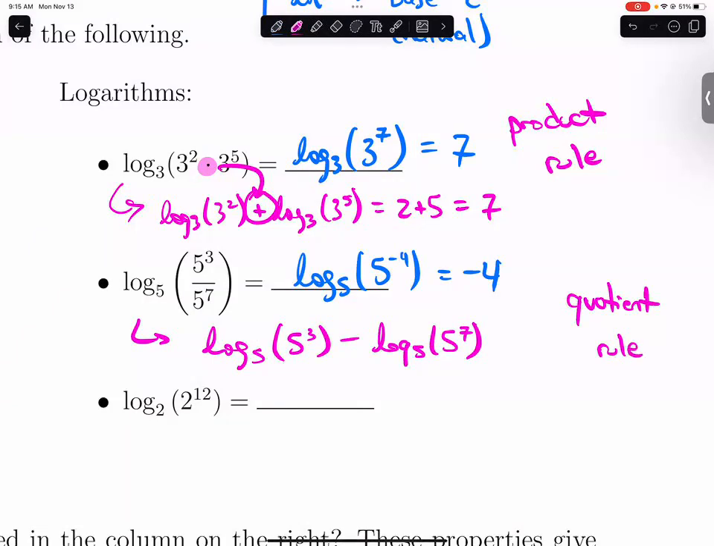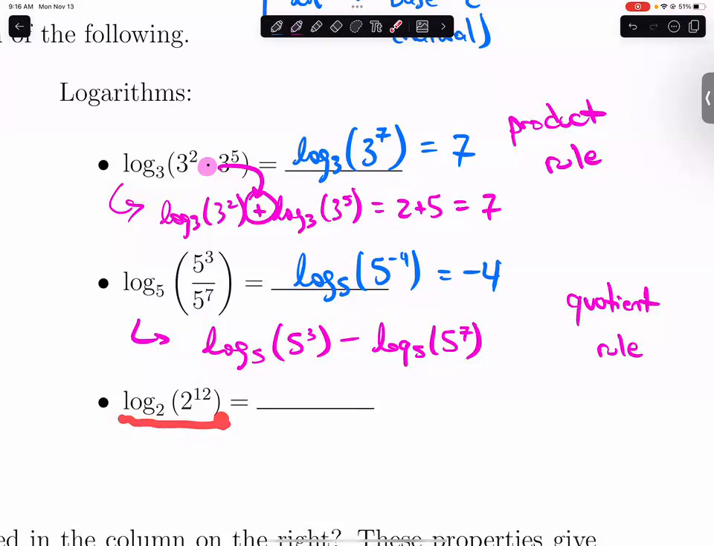So logs are really good at dealing with multiplication or division because I can break them into simpler pieces by just splitting them up and turning it into addition or subtraction, which are just easier operations to do, right? So products, quotients, I can break those up. What about a power? I mean, we can do this one directly, right? I can just look at this and write down the answer.